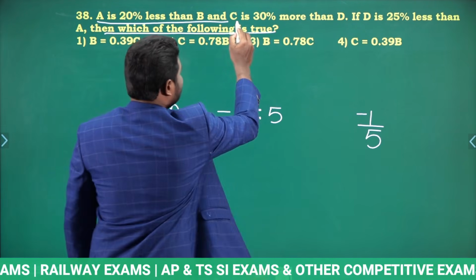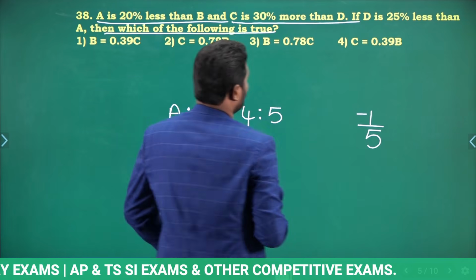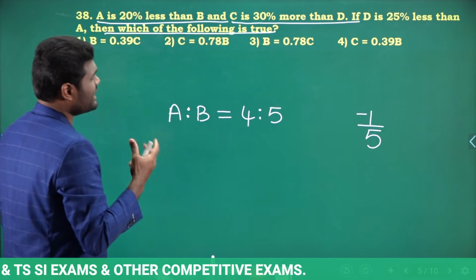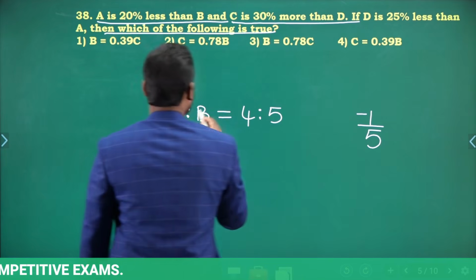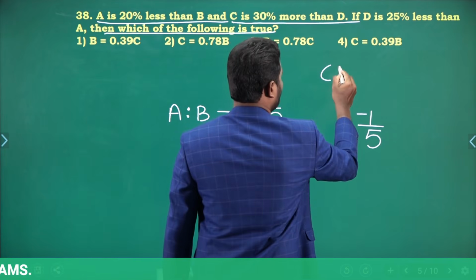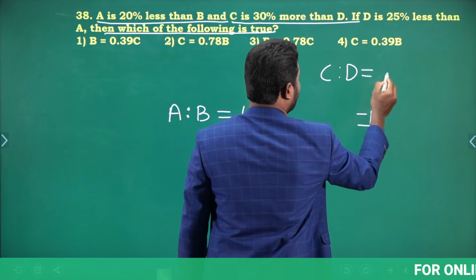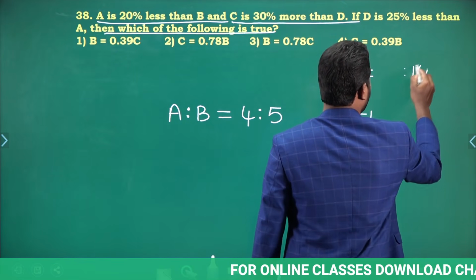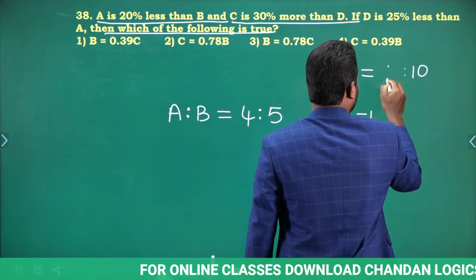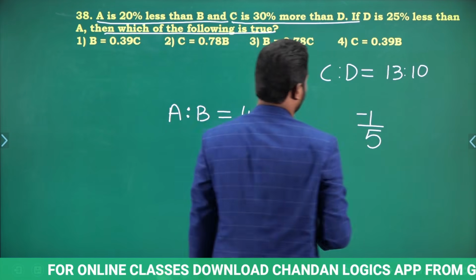Next, similarly, C is 30% more than D. As C is 30% more than D, now what happened? C to D ratio will be what? C to D ratio will be, C is 30% more than D. As C is 30% more than D, if D is 10 parts, now C will be 13 parts.